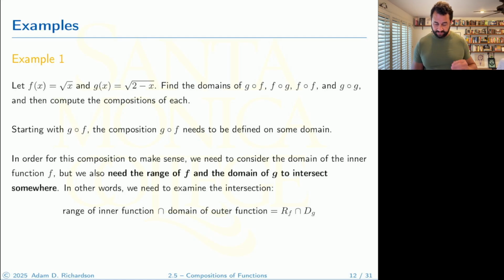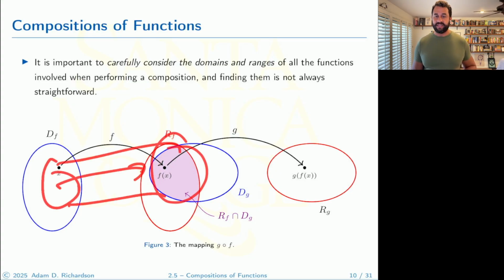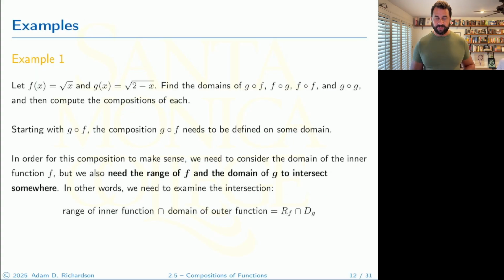So in order for this to even make sense, we need to consider the domain of the inner function f, but we also need the range of f and the domain of g to intersect, right? Remember, go back to this picture. We need to find this set. We're going to find this set, and then we're going to look backward to see what goes into that set. That's the idea. Okay, so this is how it's going to be for every composition you do.